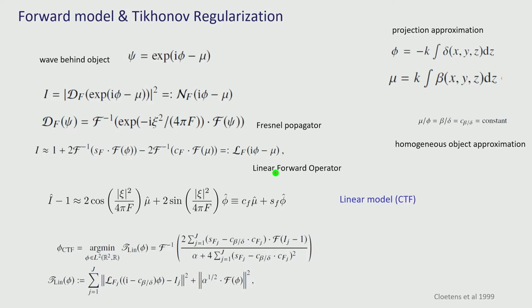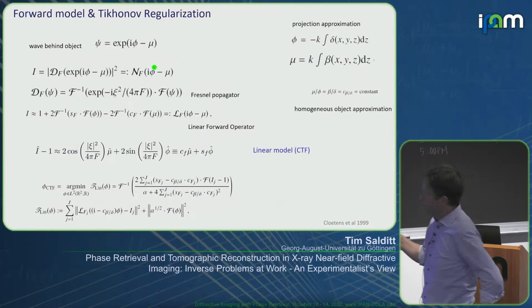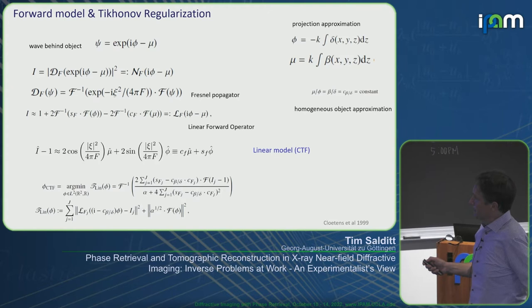So in the simplest case, the projection approximation, that means your exit wave will have some phase and some amplitude contrast, which are both functions of R2. And then you put this in the Fresnel propagator, and your measurement will be the modulus squared. So this will be the nonlinear operator. If you combine the exponential and the Fresnel, this will be one nonlinear operator with just one parameter, the Fresnel number, acting on the complex-valued wave field. And, of course, this is how you write the Fresnel operator.